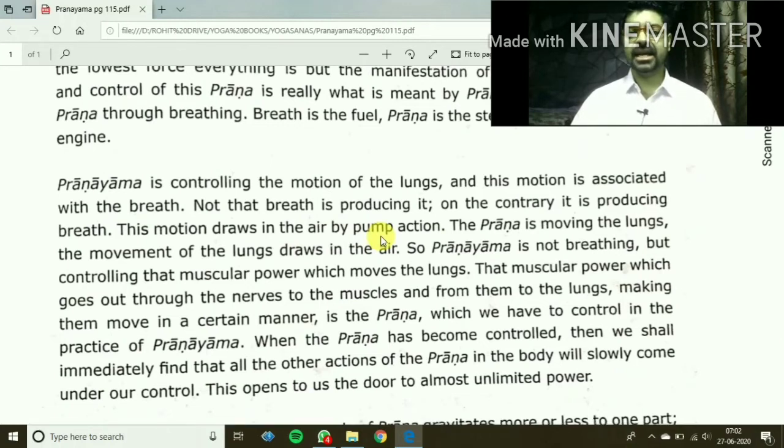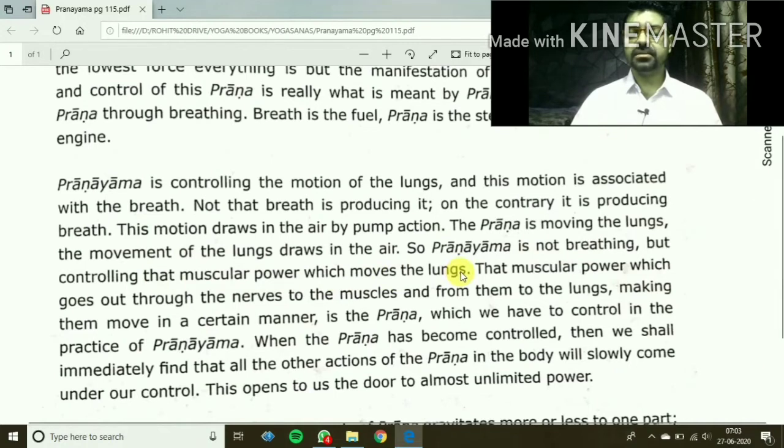Inhale, exhale, inhale, exhale. The contraction and retraction of your lungs, this process is called breathing. The prana is moving the lungs. The movement of the lungs draws in the air. So pranayama is not breathing but controlling that muscular power which moves the lungs.